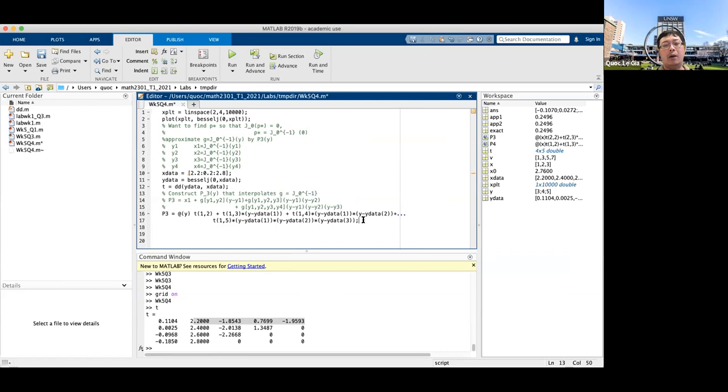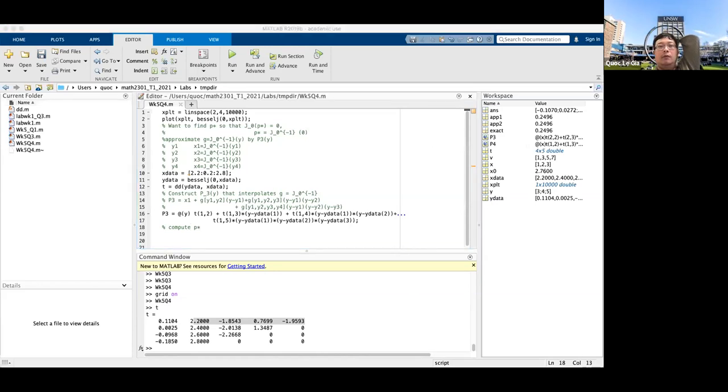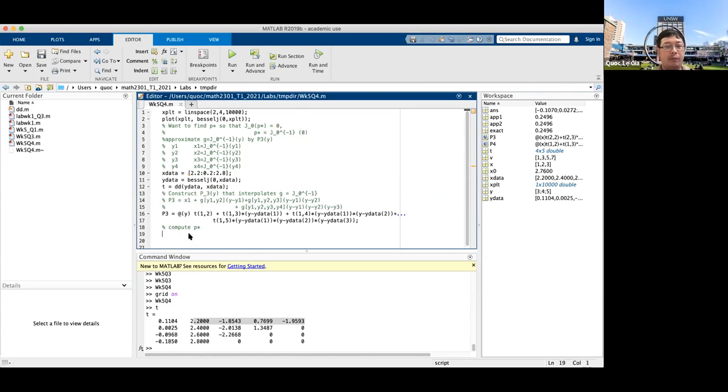And now, how do I compute P star? So what is my P star? So how do I compute P star? Yeah, so just P3 at 0, yes, correct. So you are still paying attention, yeah. So you just put P star is P3 at 0. That's it.